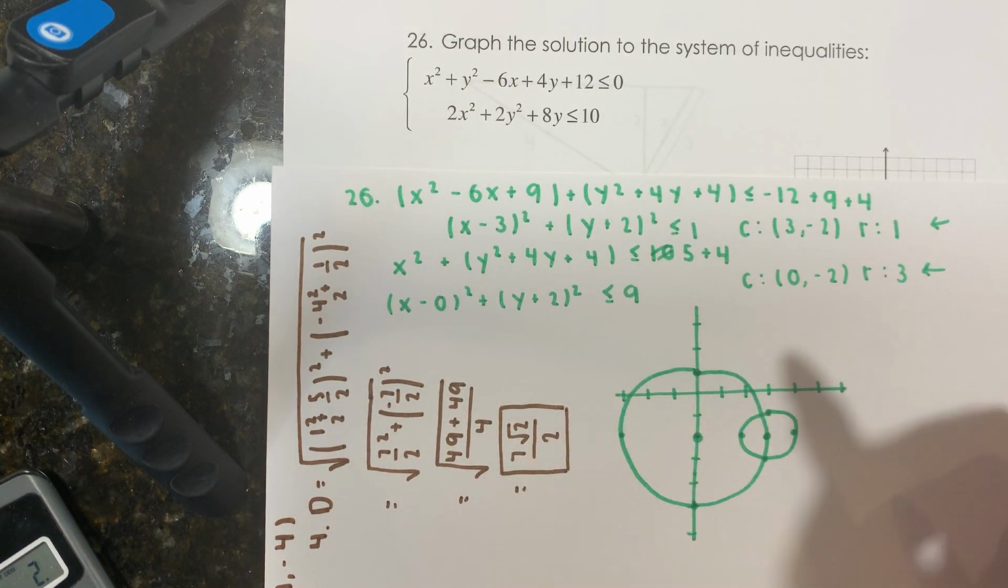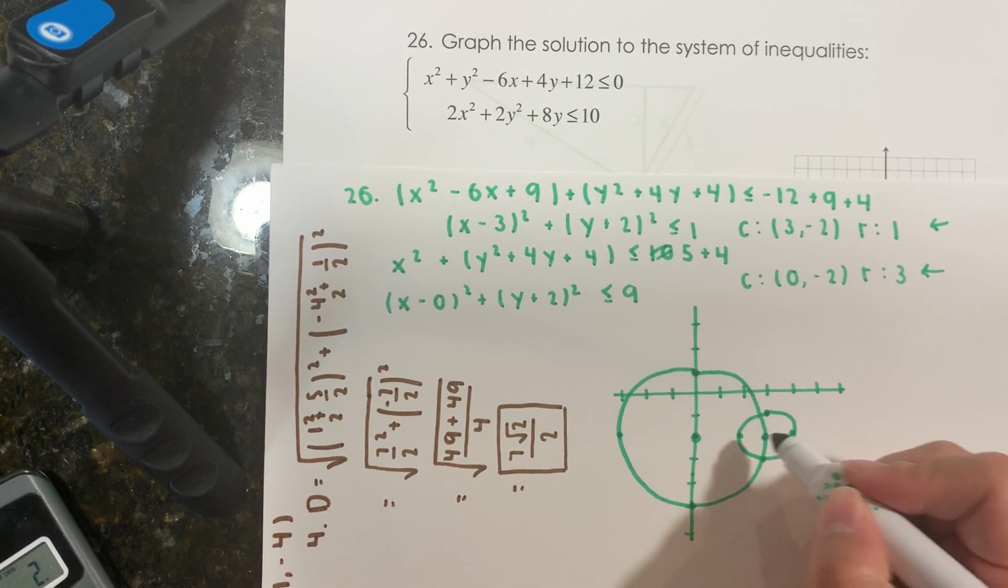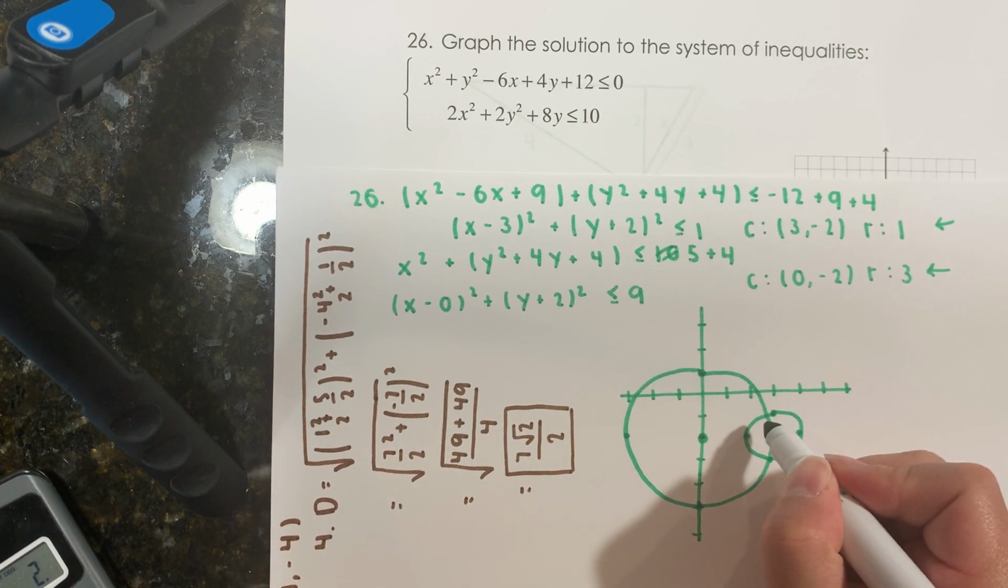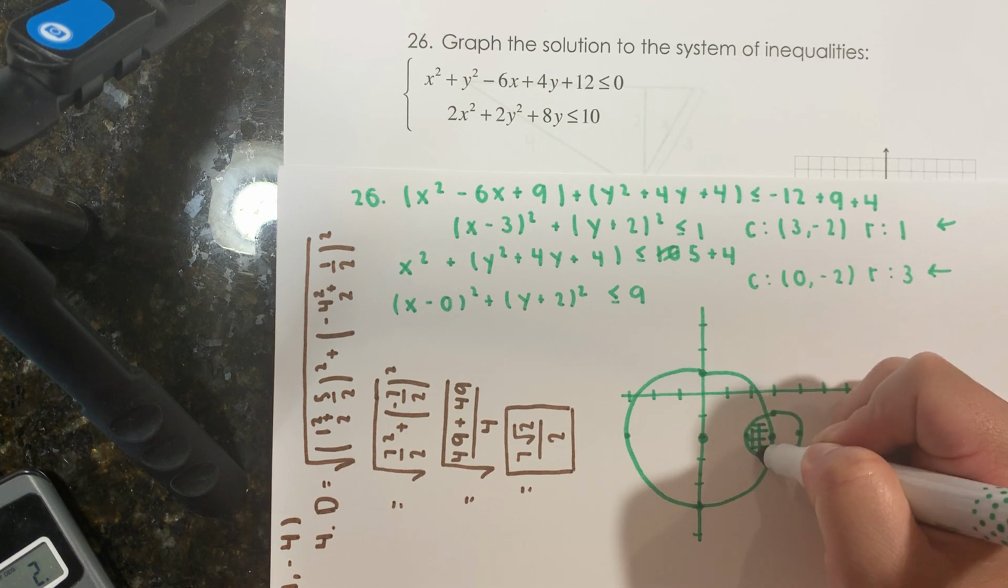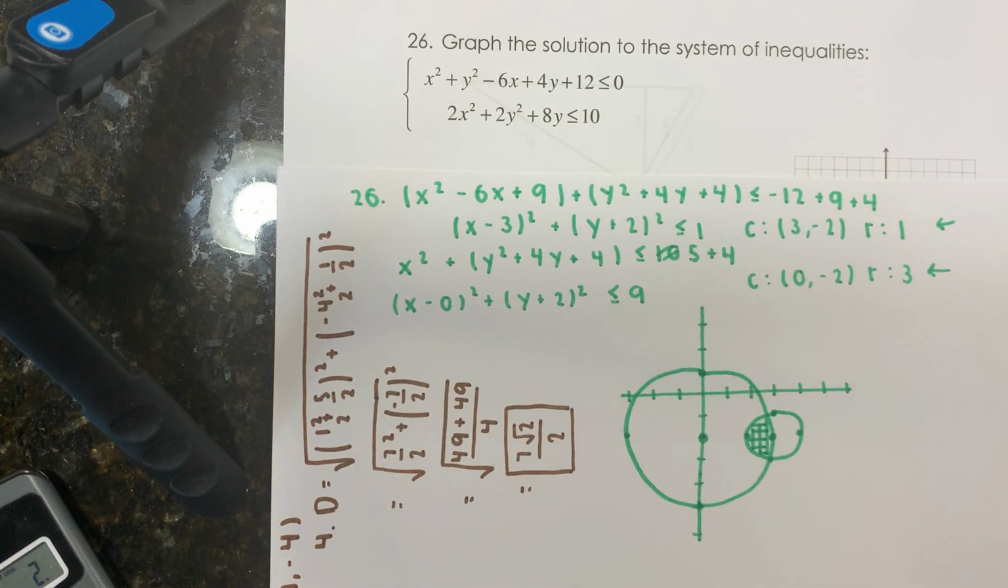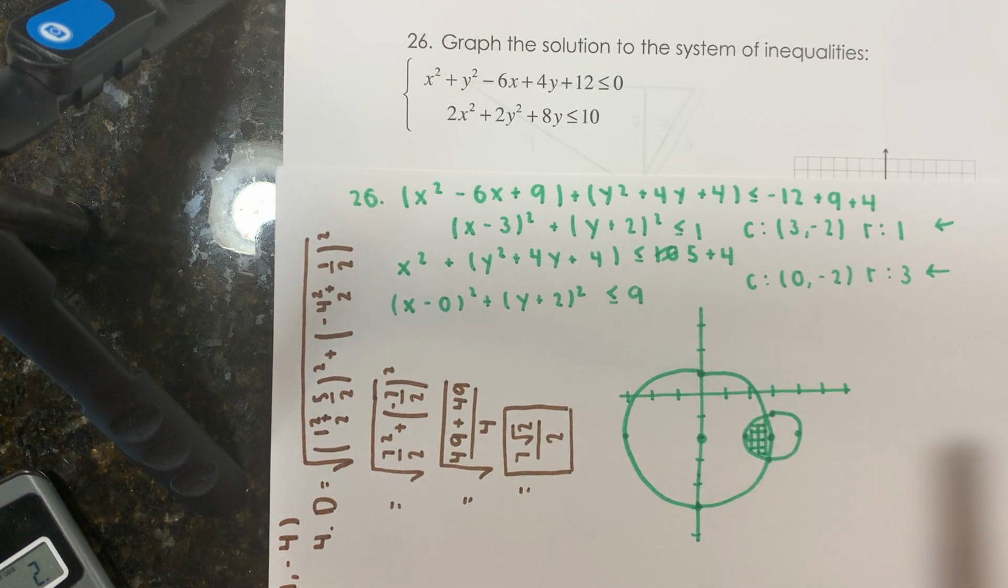Now I said it's inside of both circles. So the only place that's going to be inside both circles would be this section right here. And that would be your answer. So the only portion that's shaded inside both circles would be this section right there.